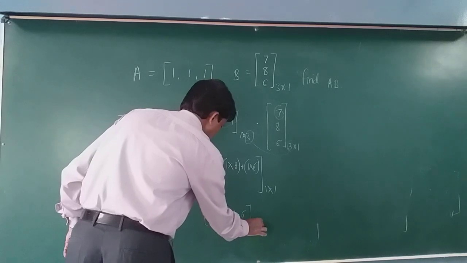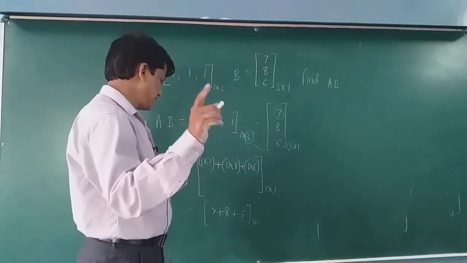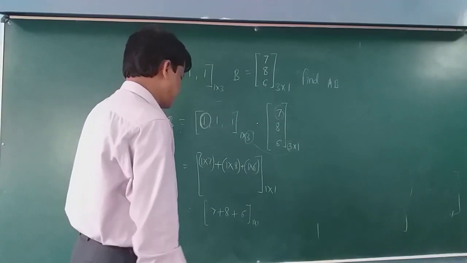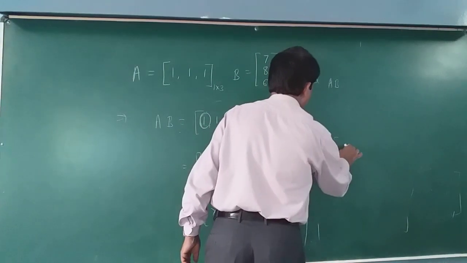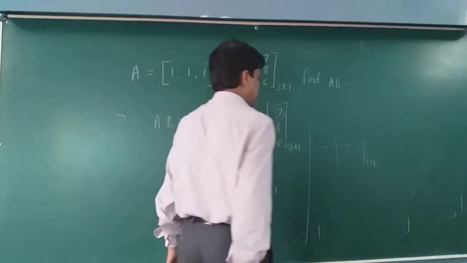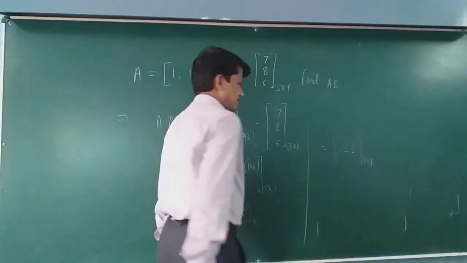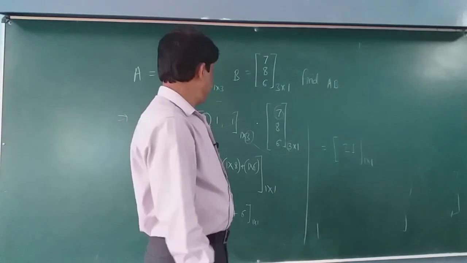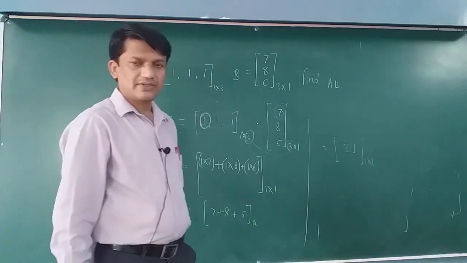Again the order is 1 by 1. And what is the answer of 7 plus 8 plus 6? The answer gives us 21 having order 1 by 1. Okay, and this gives us the product AB of the given matrices.